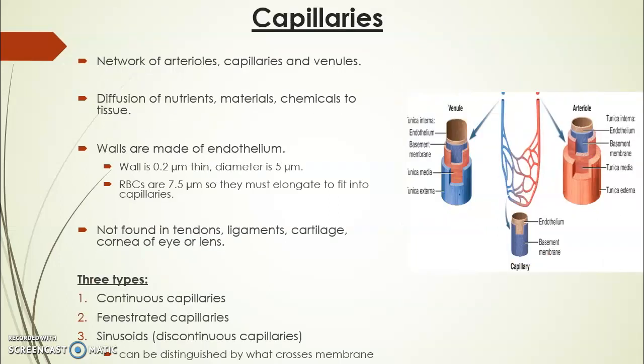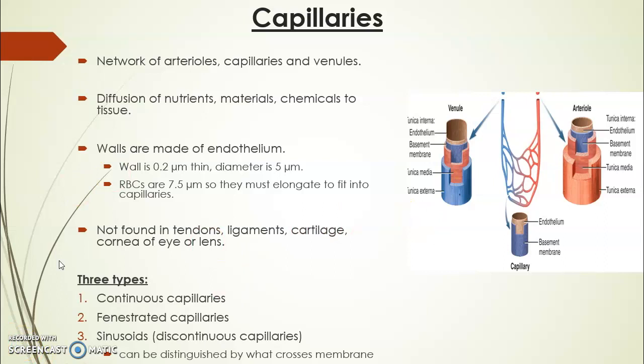And then finally into the capillaries. The capillaries at this point now only have that simple squamous endothelial layer as well as this basement membrane. So the tunica externa is completely gone and the tunica media is completely gone. Okay, this happens because, again, we need to get that gas exchange to occur.